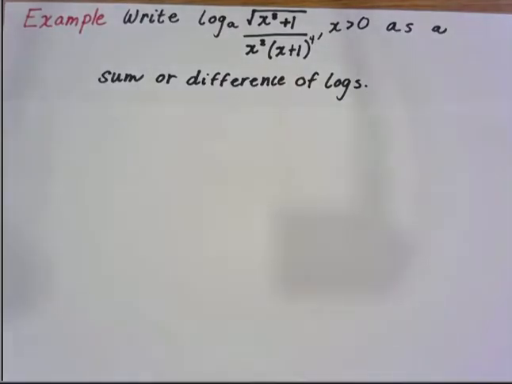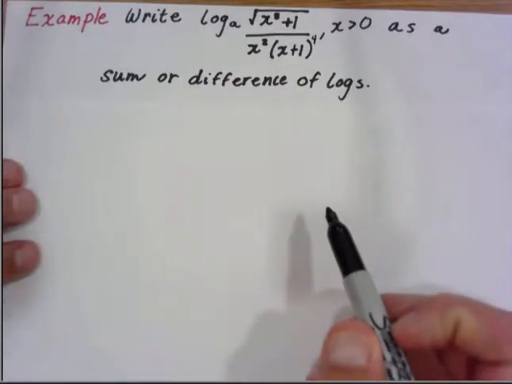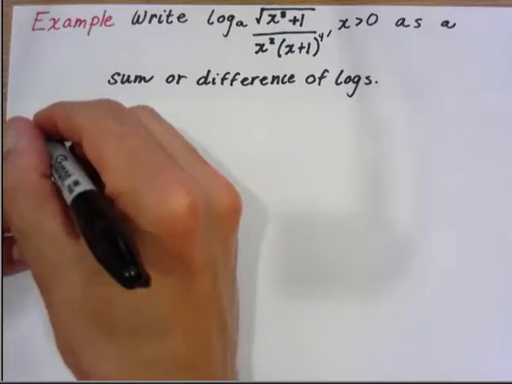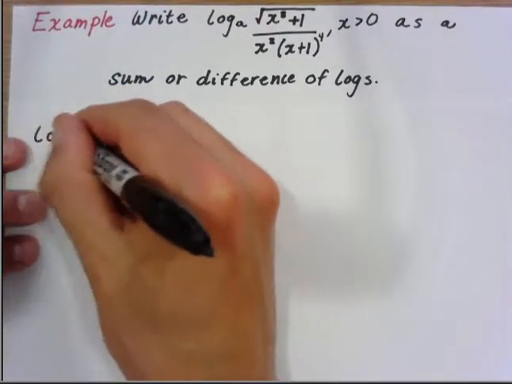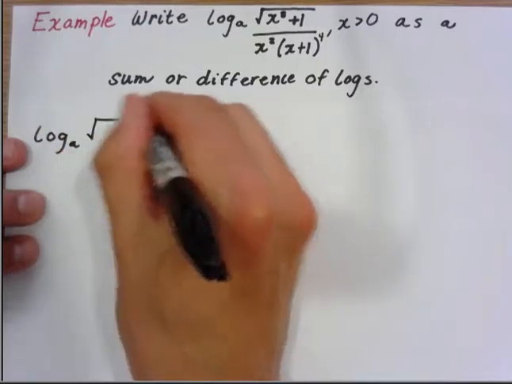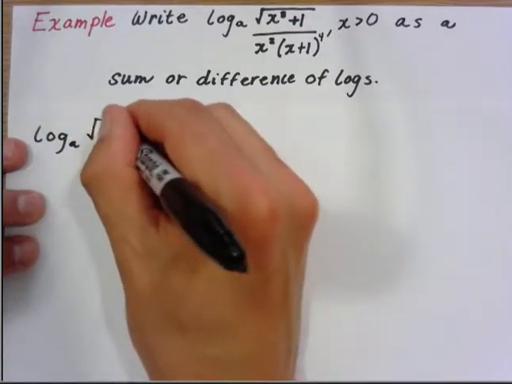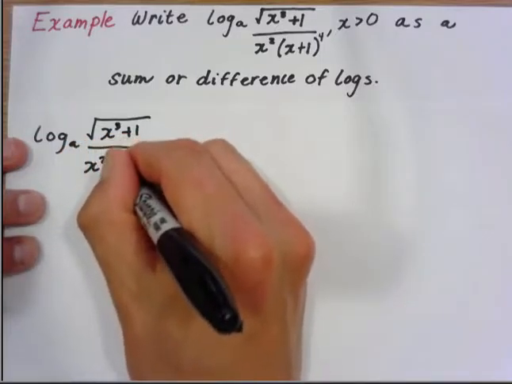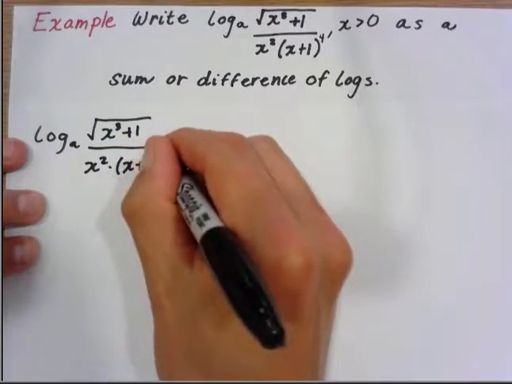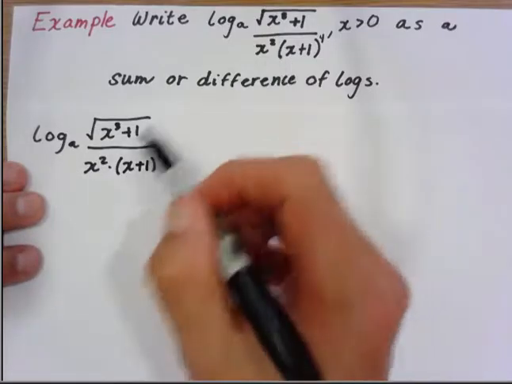I'm going to start by rewriting this problem. I have log base a of the square root of x cubed plus 1, that whole thing divided by x squared times the quantity x plus 1, all raised to the fourth power. I just rewrote this.